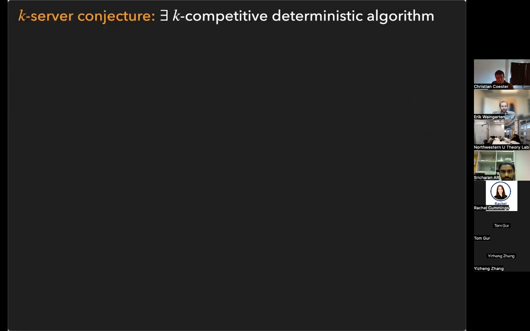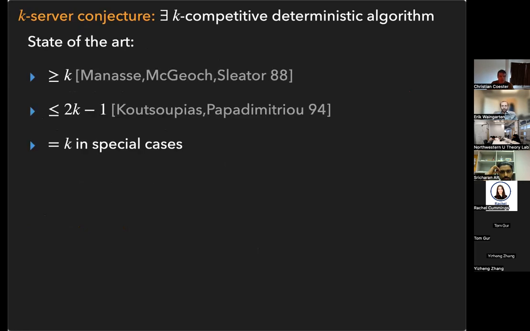So let's first discuss what is known about this problem and what the conjectures are. First of all, there is the K-server conjecture. This is the statement that there exists a K-competitive algorithm that is deterministic, and this is still open, although we know quite a lot about it already.